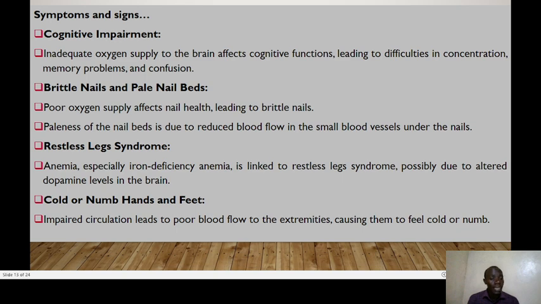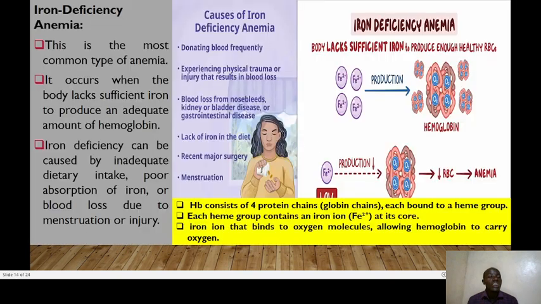Brittle nails and pale nail beds. So poor oxygen supply affects the nail health, leading to brittle nails. So paleness of the nail beds is normally due to reduced blood flow in the blood vessels under the nails. We also have another syndrome, we call it the restless leg syndrome, especially in iron deficiency anemia, and it's linked to restless leg syndrome, possibly due to altered dopamine levels in the brain. We have also cold and numb hands and feet. Impaired circulation normally leads to poor blood flow to the extremities, causing them to be cold or numb.